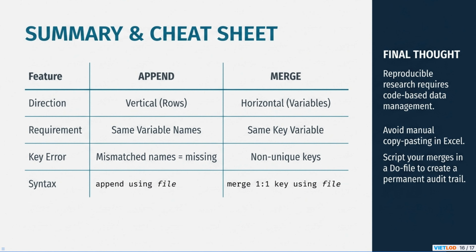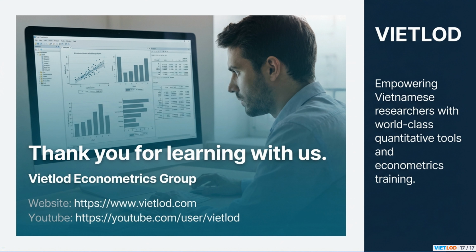Let's quickly recap. Use append for vertical growth when you are adding more observations or rows. The key requirement is that variable names must be identical. Remember that errors in appending often lead to columns with missing values. The syntax for append is append using file.